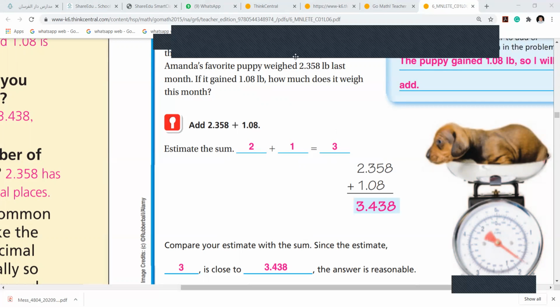Girls, do you want me to explain this one, or do you know it? Yes or no? Yes. See, it is 2.538. The point of the other number must be exactly below this point. Write the whole number, put a point, and then write the other numbers.